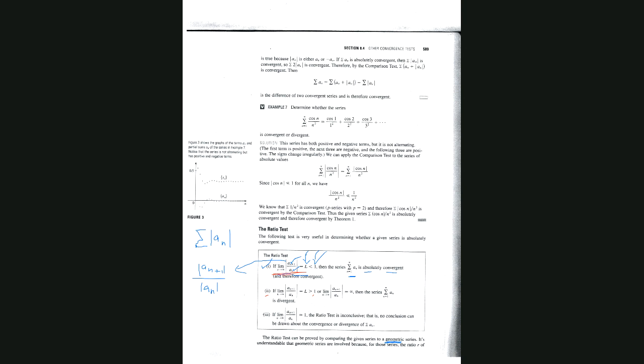Now, also, if the limit of the ratio of the terms of your series approaches 1, then the ratio test is inconclusive.